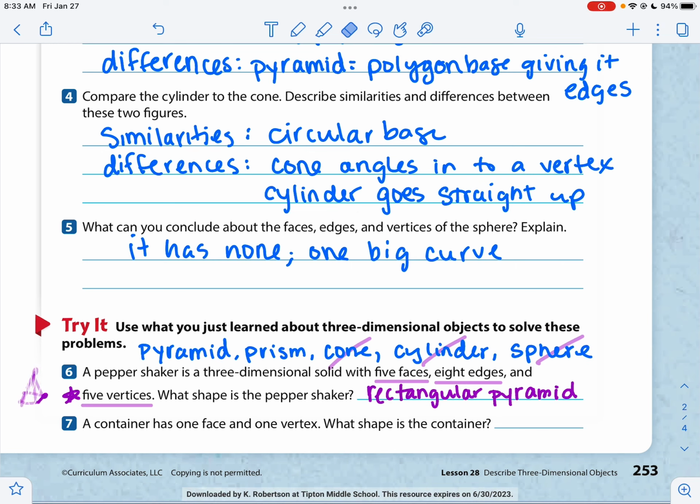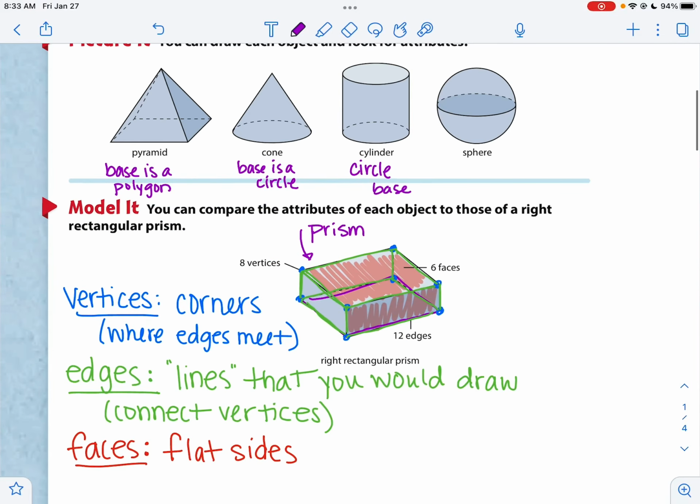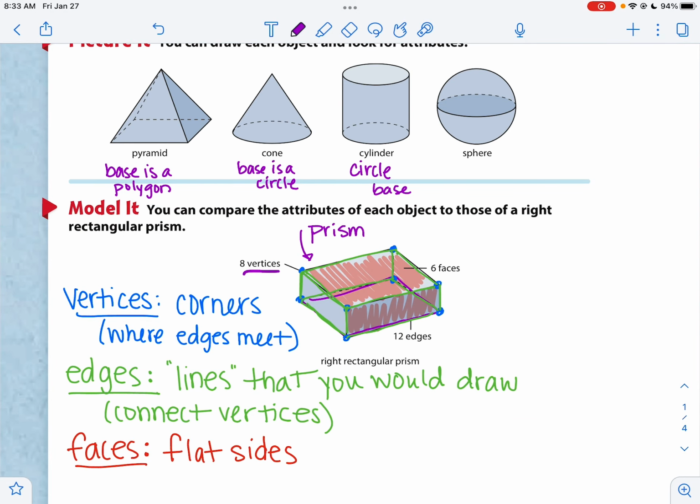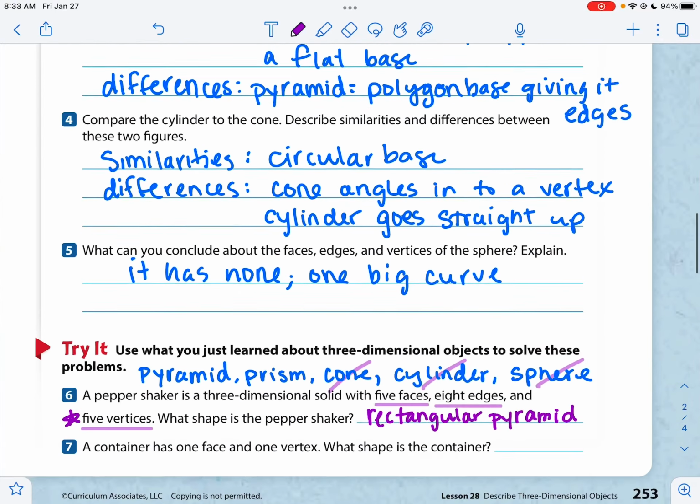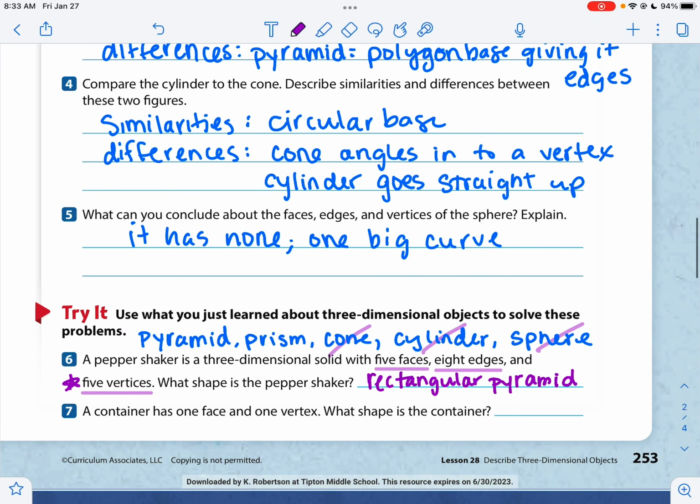If we start thinking about prisms, prisms have 2 bases. Now they can be different shapes, and you'd have a vertex on each corner of those shapes. So with the 5 vertices, this is going to tell us what we can do. On the first page of this, we had a rectangular prism, and that had 8 vertices, right? Because there's 4 for the top rectangle, 4 for the bottom rectangle. So that's more than we had here. It's definitely not a rectangular prism.